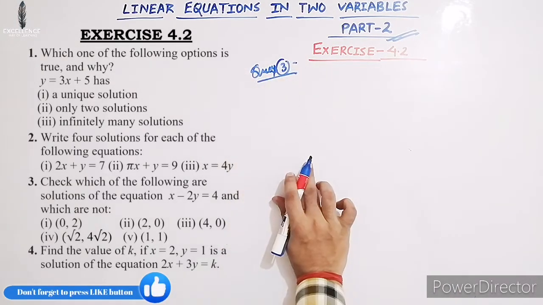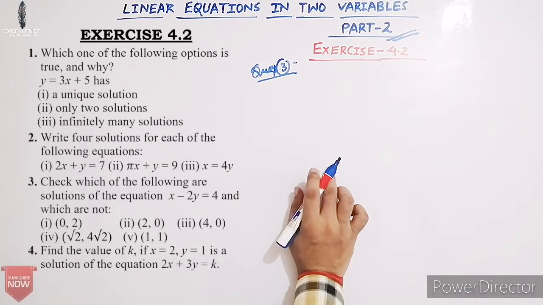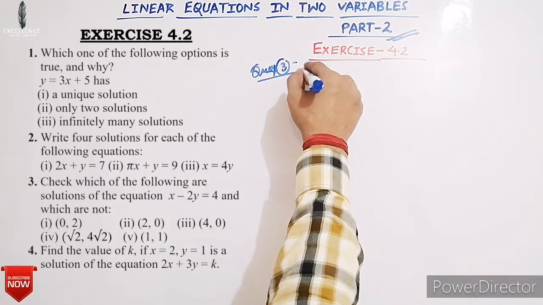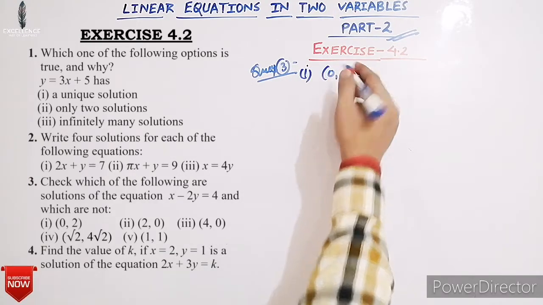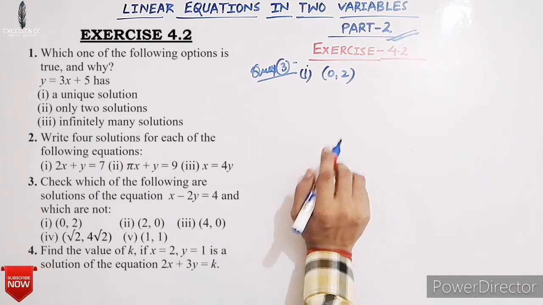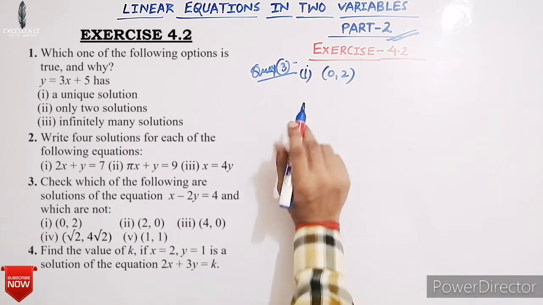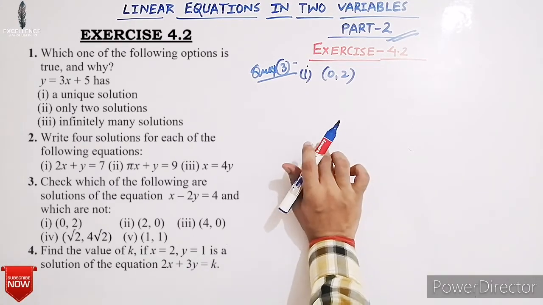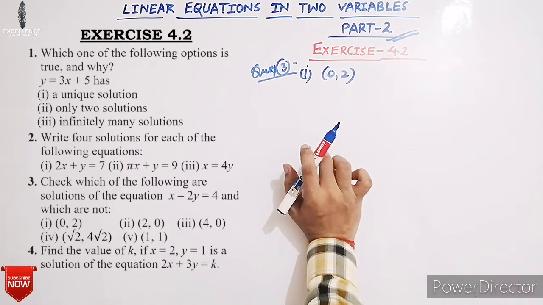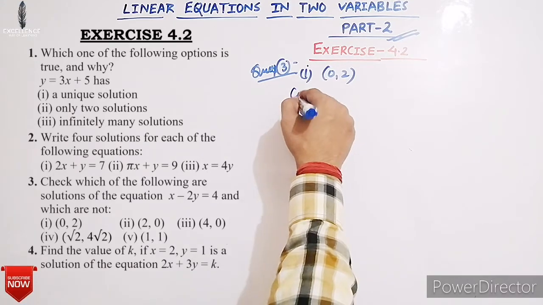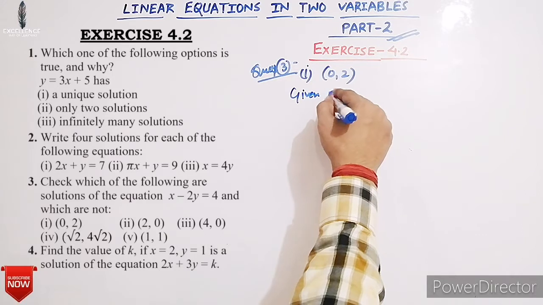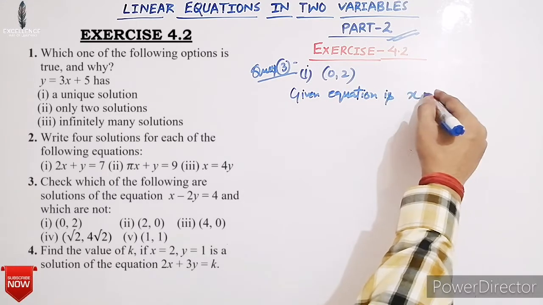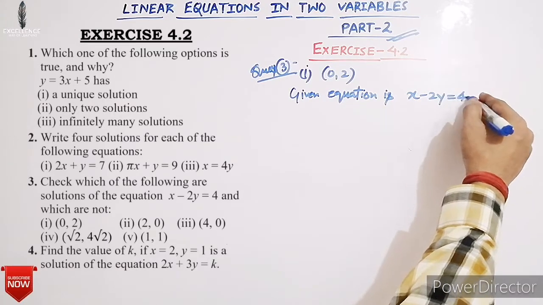Check which of the following are solutions of the equation x minus 2y equals 4 and which are not. Here first is (0, 2). Students, here we need to put x equals 0 and y equals 2 in this linear equation x minus 2y equals 4. If we get LHS equals RHS, then we conclude (0, 2) is a solution of this linear equation, otherwise not.